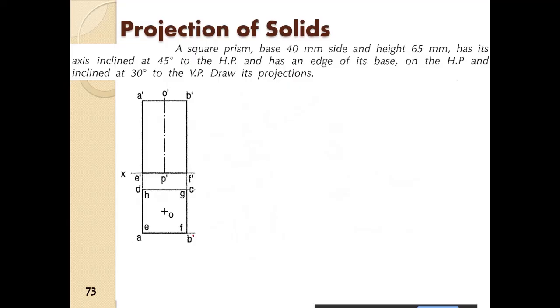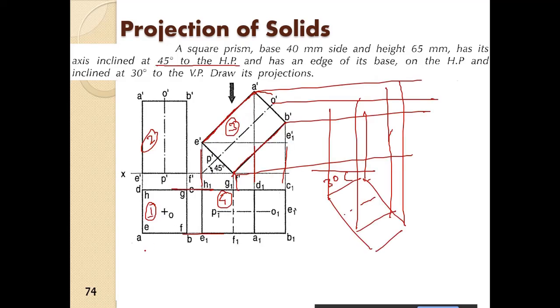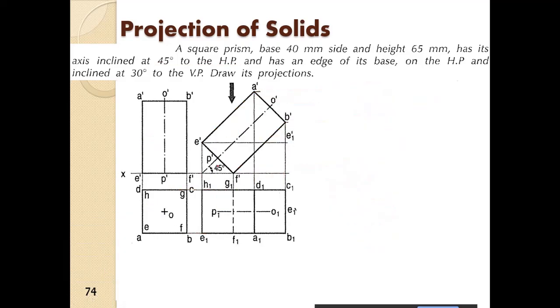So this is step 1, step 2, step 3 is rotated 45 degrees. So here step 3, and from here drop projectors down, and from here horizontally to the right. So this is step 4, and in step 5 you have to rotate about this edge, so you have to rotate it 30 degrees.